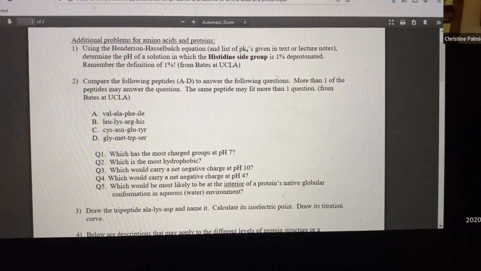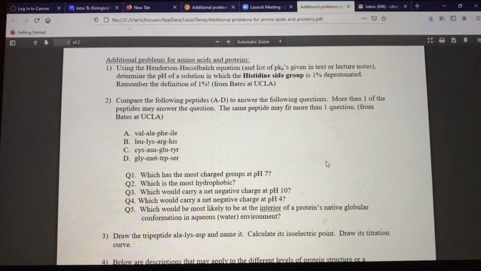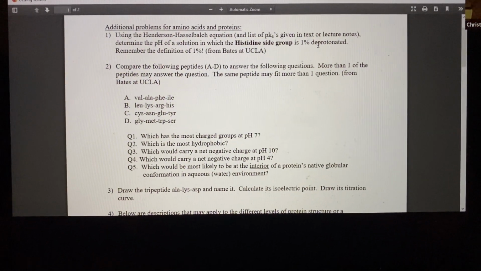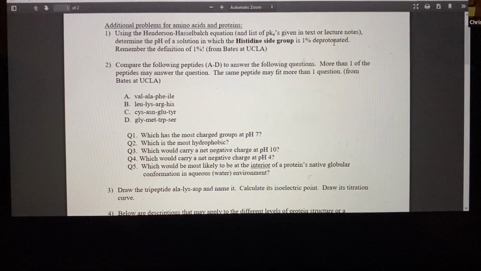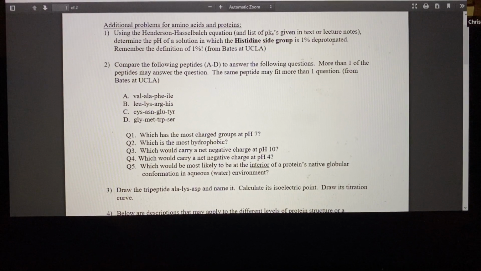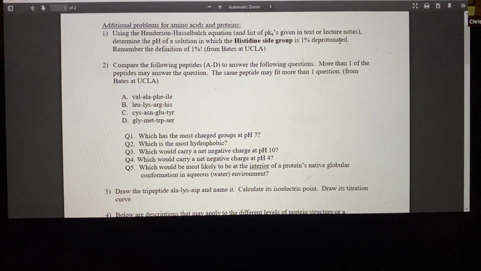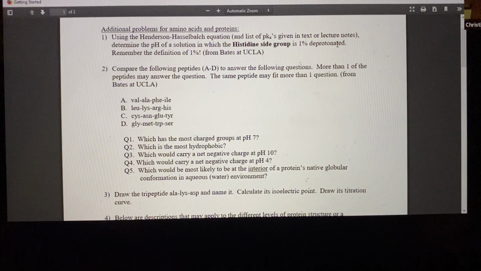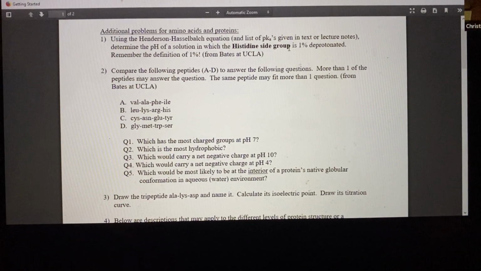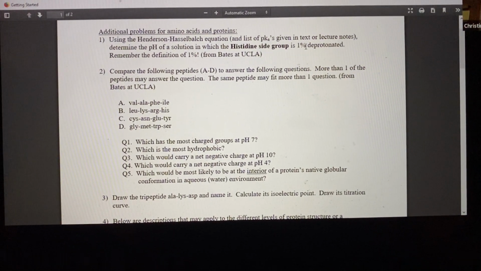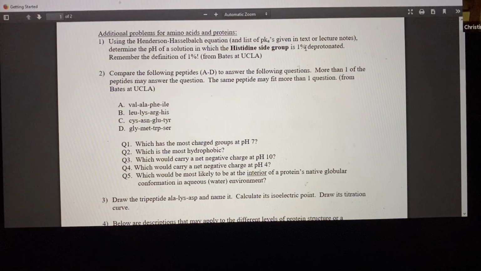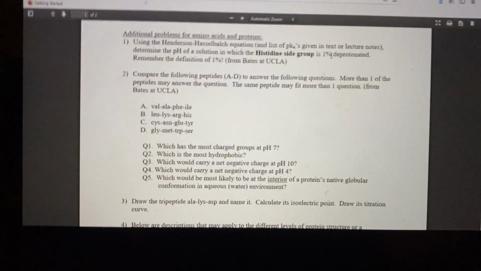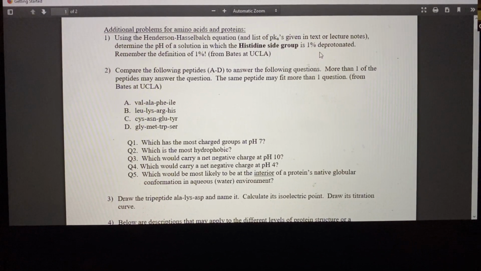So number 1 is using the Henderson-Hasselbalch equation to determine the pH of a solution in which the histidine group is 1% deprotonated. So that means that A minus would be 1%, and that HA is 99% for the R group or side group only. So A minus is 1%, therefore the concentration of HA is 99. So when you do the Henderson-Hasselbalch equation, it should be 1 over 99.